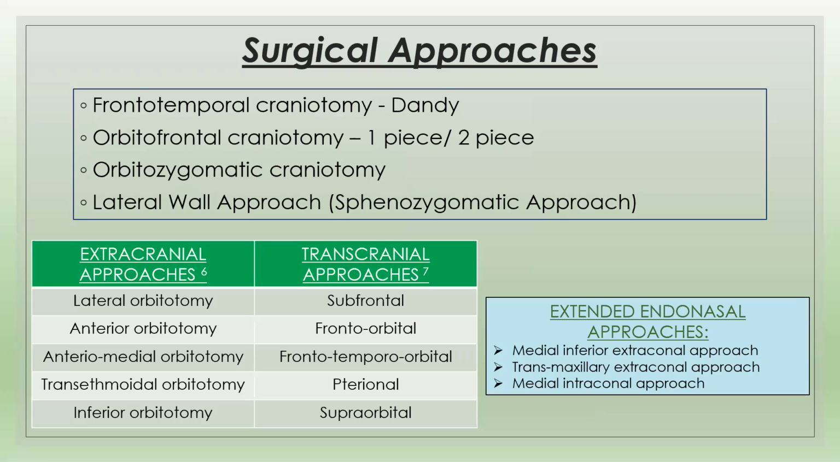The extracranial approaches, depending on the tumor location, whether it's an intraconal tumor or an extraconal tumor, and the relation to the muscle compartments, are then selected as a lateral orbitotomy, anterior orbitotomy, anteromedial, transethmoidal, or an inferior orbitotomy. The transcranial approaches remain the same as subfrontal or frontotemporal orbital, or even a pterional approach for a lateral orbitotomy.